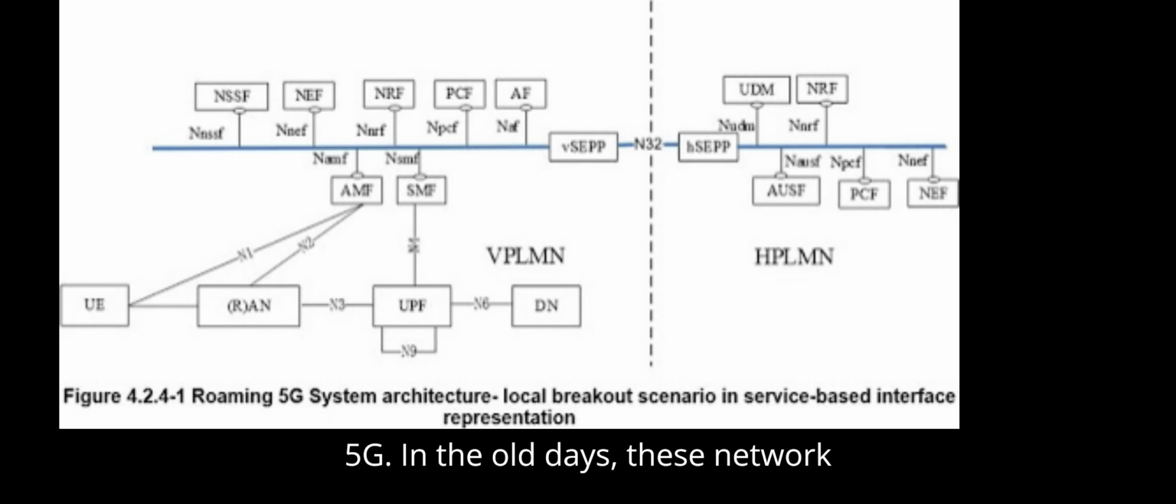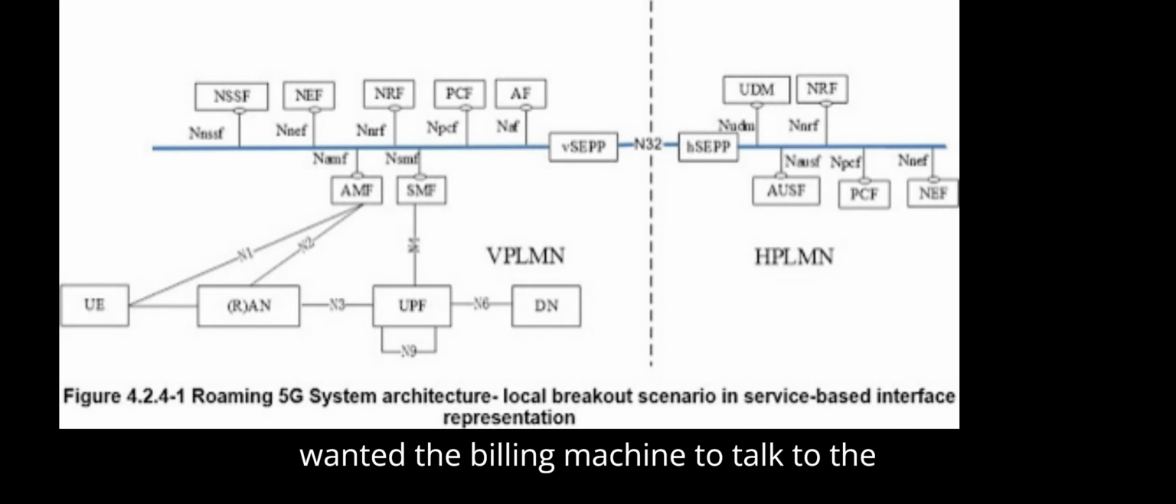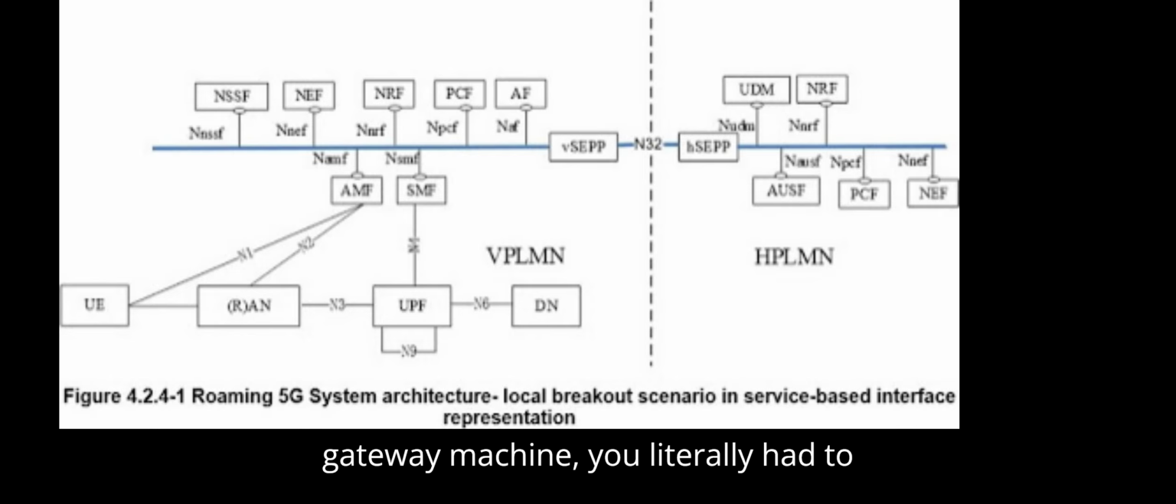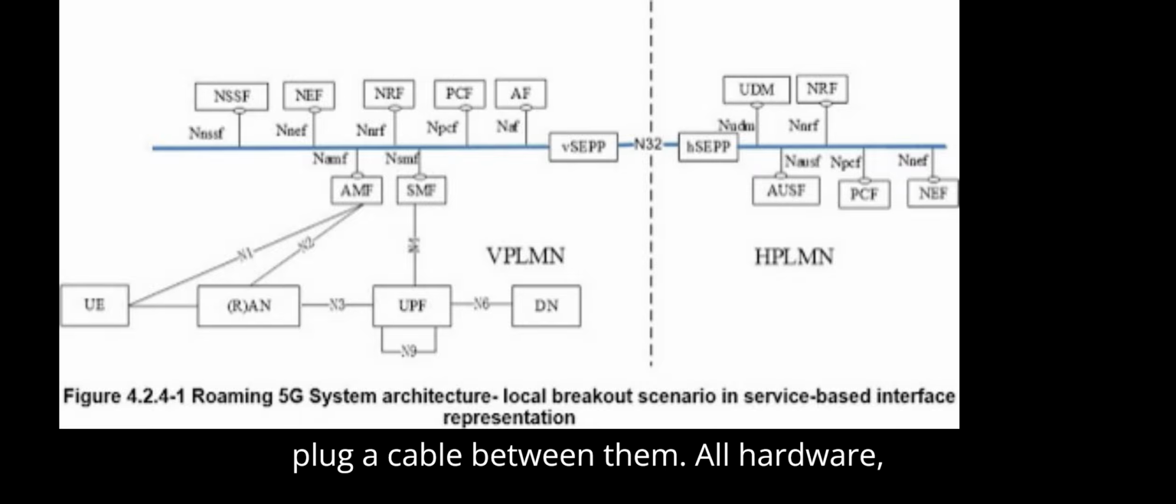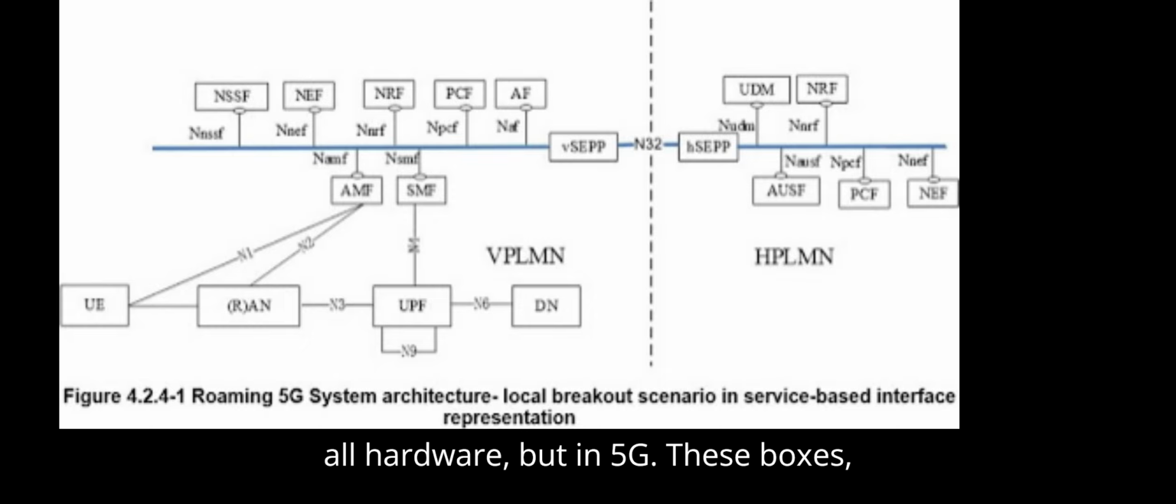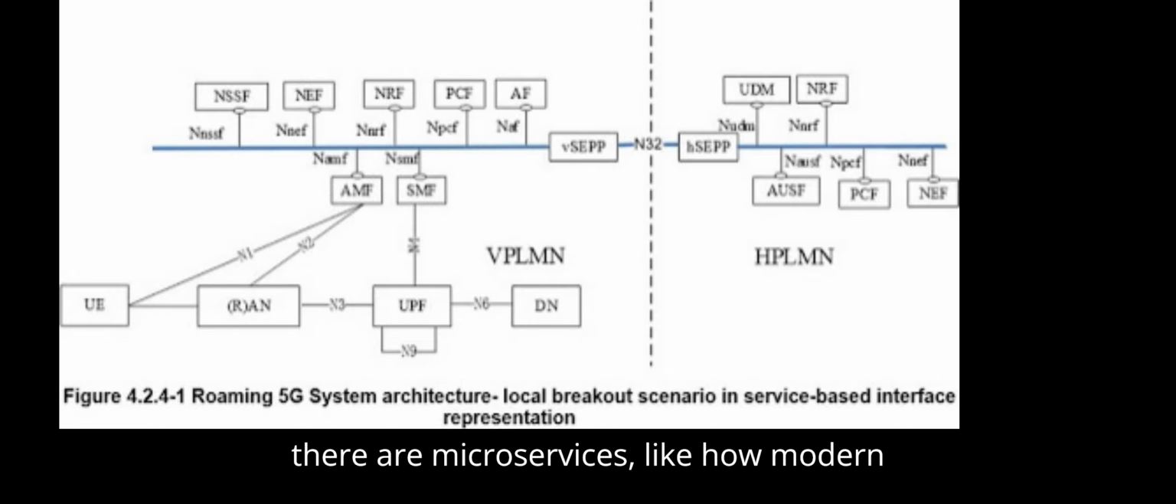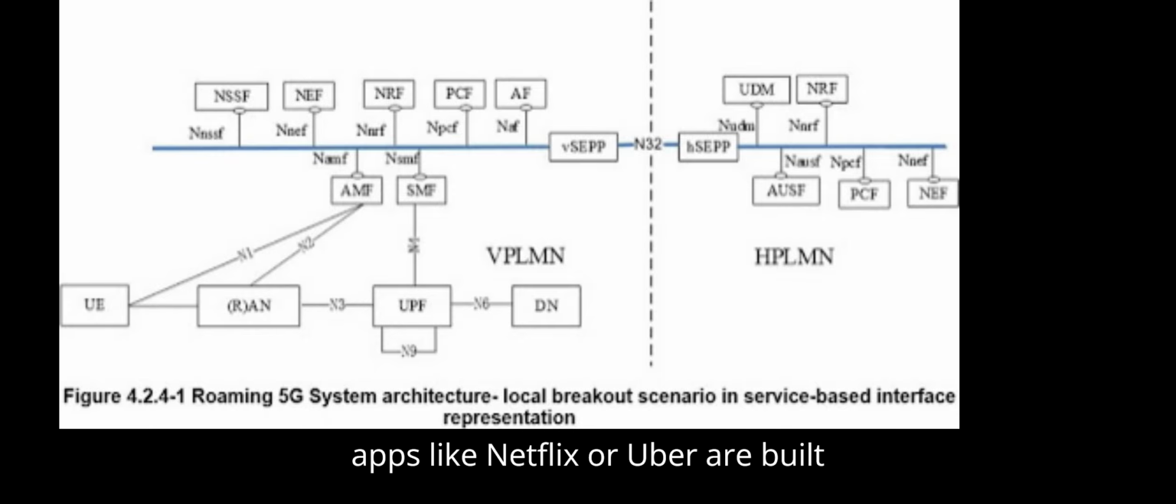In the old days, these network functions were physical boxes. If you wanted the billing machine to talk to the gateway machine, you literally had to plug a cable between them. All hardware. All hardware. But in 5G, these boxes, AMF, SMF, UDM, they aren't physical appliances anymore. They're software. They are microservices. Like how modern apps like Netflix or Uber are built. Exactly like that. They're just code running in containers, maybe on Kubernetes.